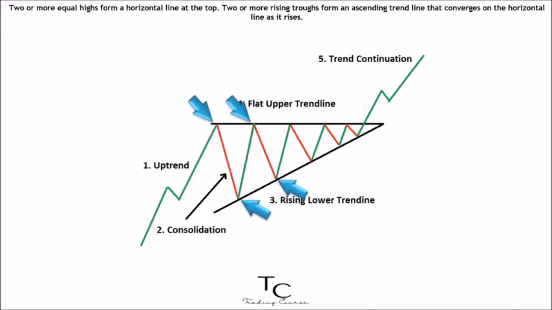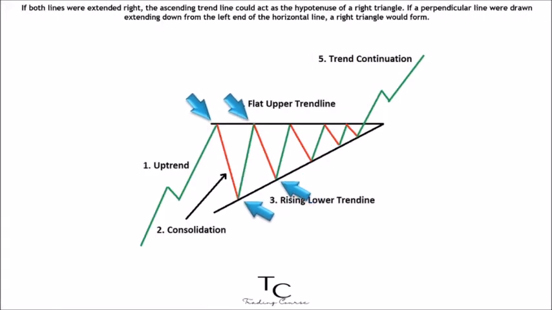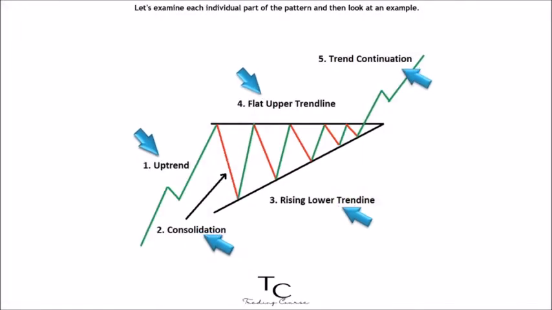Two or more equal highs form a horizontal line at the top. Two or more rising troughs form an ascending trend line that converges on the horizontal line as it rises. If both lines were extended right, the ascending trend line could act as the hypotenuse of a right triangle. If a perpendicular line were drawn extending down from the left end of the horizontal line, a right triangle would form. Let's examine each individual part of the pattern and then look at an example.